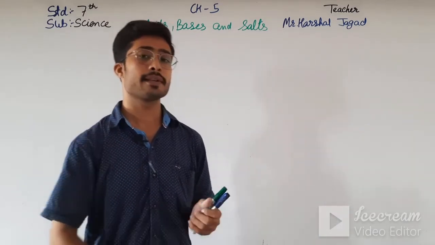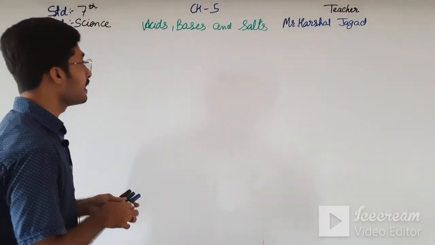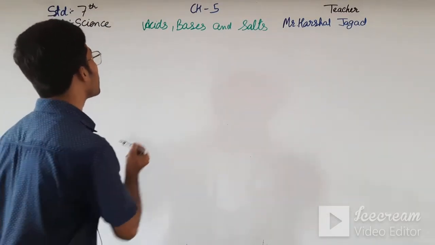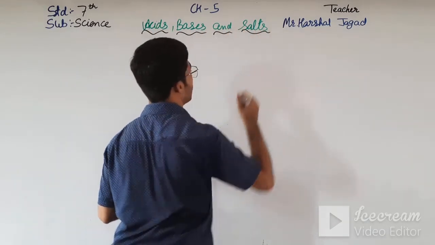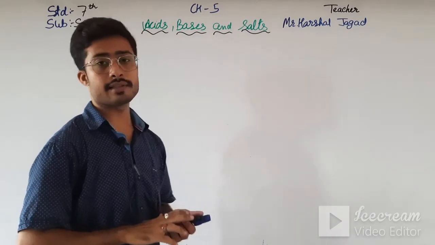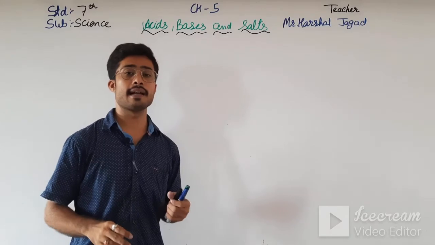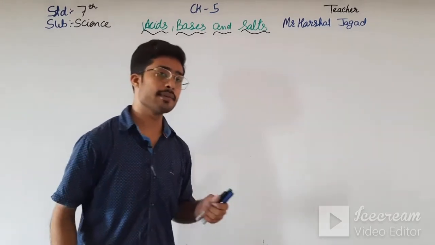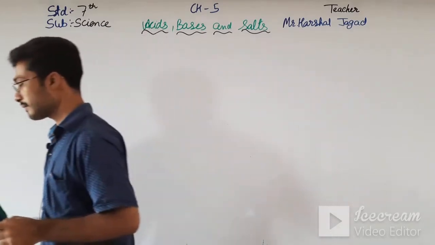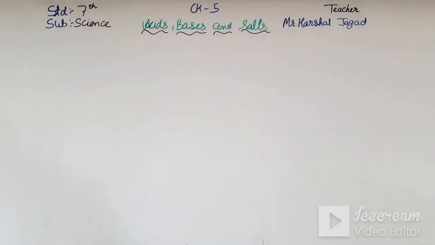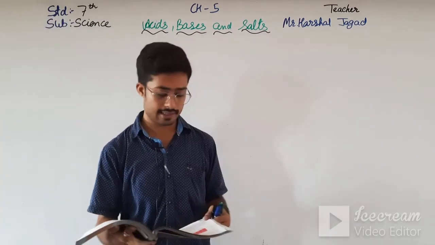In the previous video we went through chapter number 5, acids, bases and salts. Okay students, in that we saw indicators: natural indicators, chemical indicators and universal indicators. For the universal indicator I gave a chart in your homework, and there is an activity given on page number 62. Okay students, let us see that first of all.